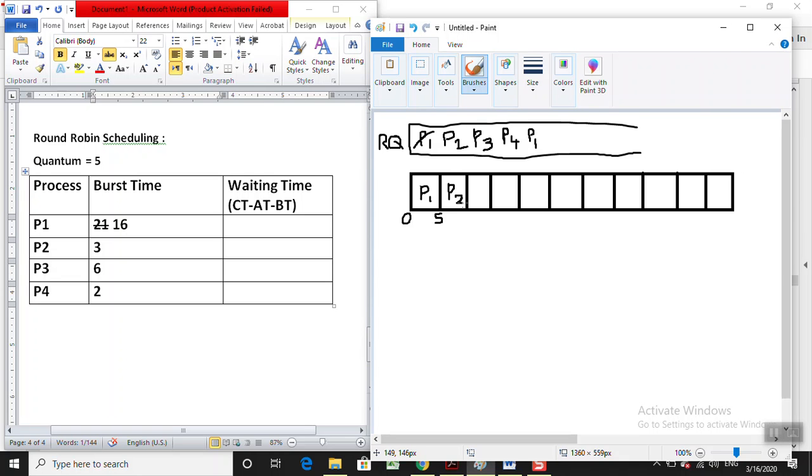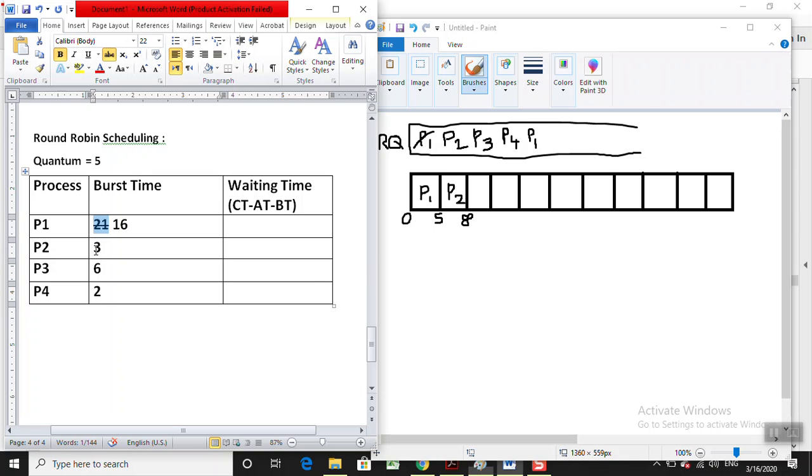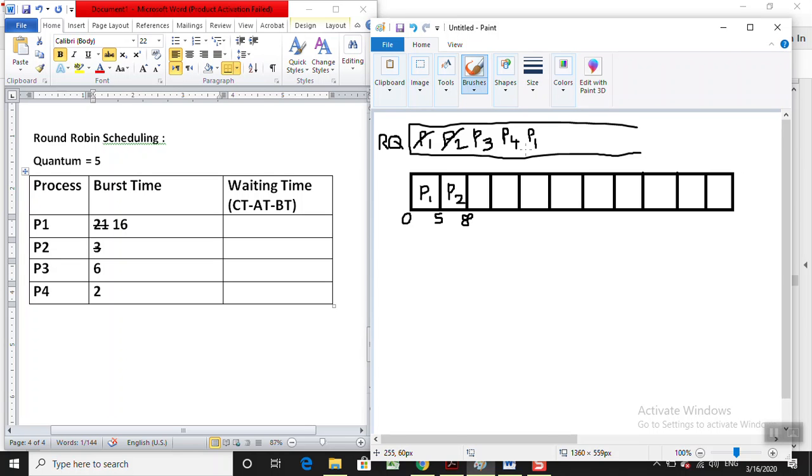P2 will be scheduled for execution. It could also run for 5 seconds, but P2 has only 3 seconds, so it will complete its job at 8 milliseconds. It has completed its job, so I'll remove it from the queue. I'm not rescheduling P2 into the ready queue the way I did with P1, because P2 has completed its job.